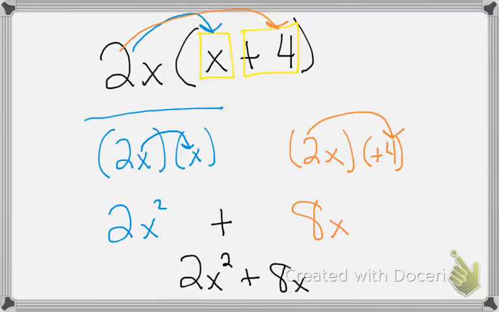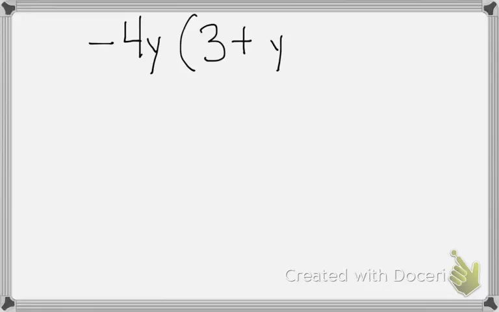That's a little confusing, so let's do one more. On the outside, let's go with a negative 4y times 3 plus y plus 2y. Make it a little bit longer and challenging. First step, like we've been doing, let's box our terms. We have 3, positive y, and a positive 2y.